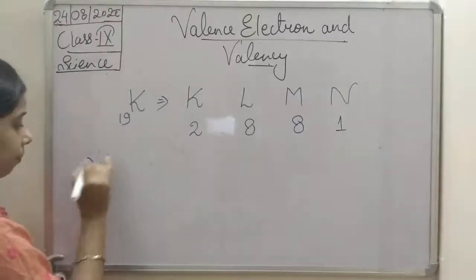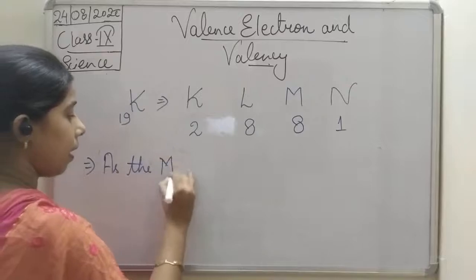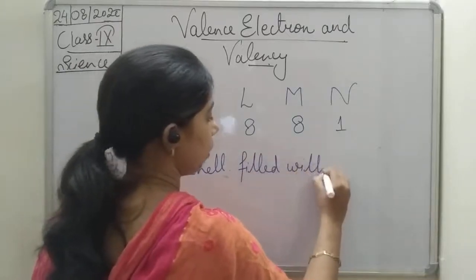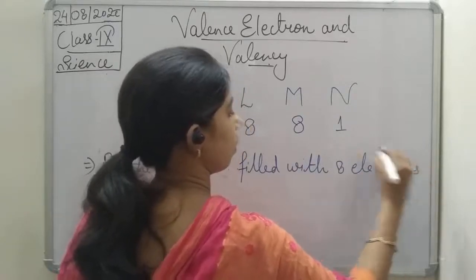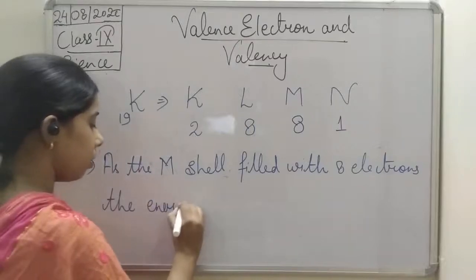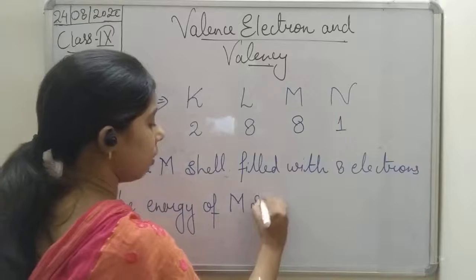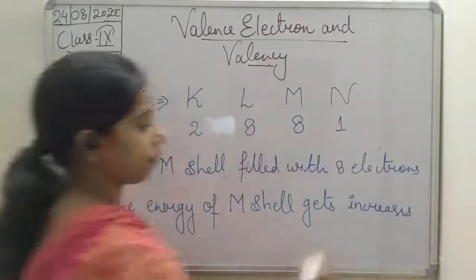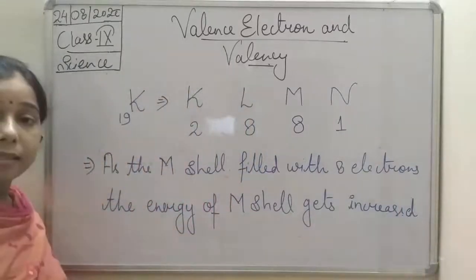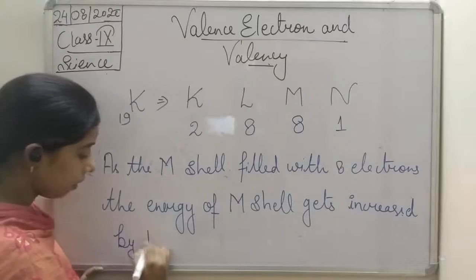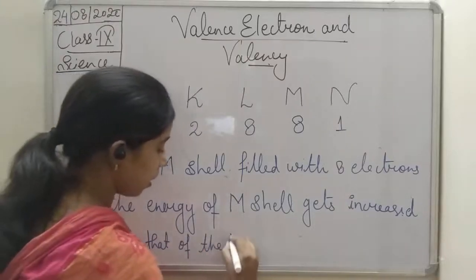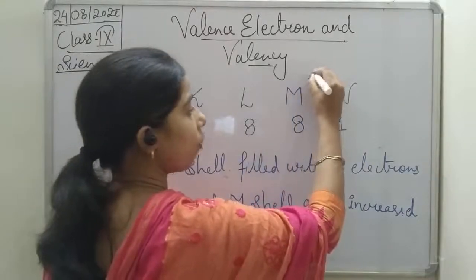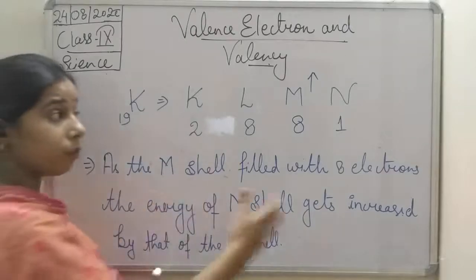You can understand it like this: as the M shell is filled with 8 electrons, the energy of the M shell gets increased. So if we compare, students, as it gets the 8 electrons, the energy of this M level increases relative to that of the N shell.